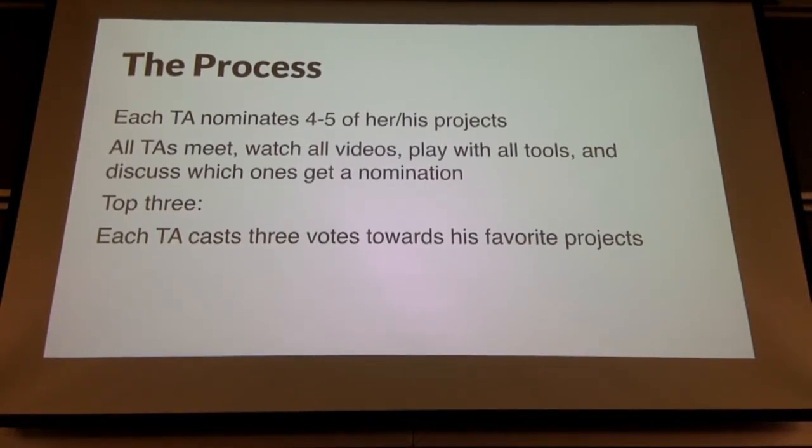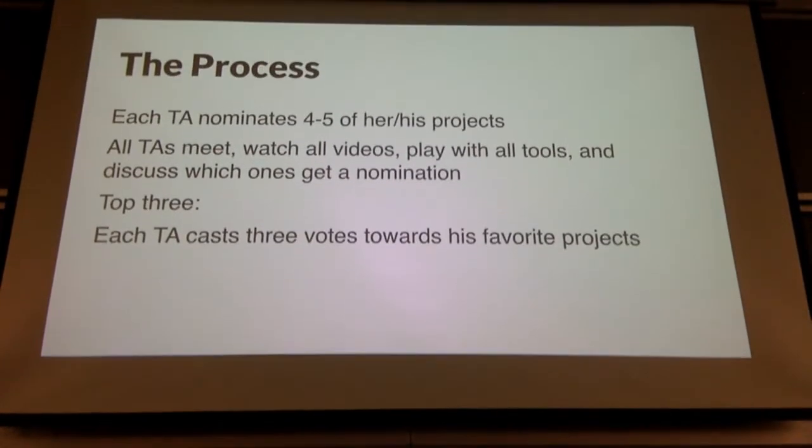So let's say we have a team size of 3. We looked at about the projects of 50 to 60 people in this room yesterday in a 3-hour session. We meet, we watch all the videos, and then we also play with all the tools and discuss which one gets a nomination. And then from the nominated ones, we pick the top 3 projects. And that works by every TA and me, we each get 3 votes to distribute as we see fit. So we could give 3 votes to one project, or we could distribute them amongst different projects. And from that, we pick the best project.